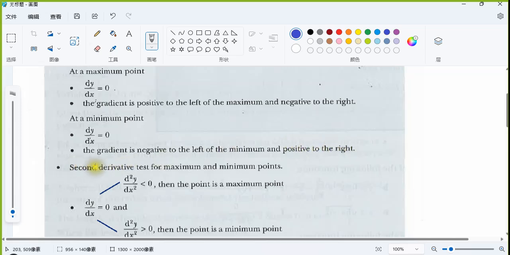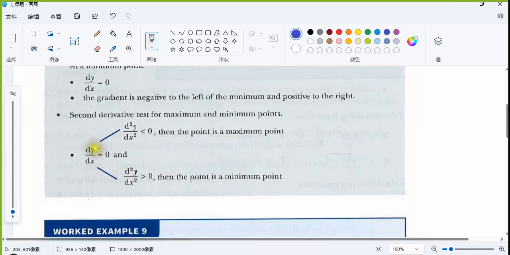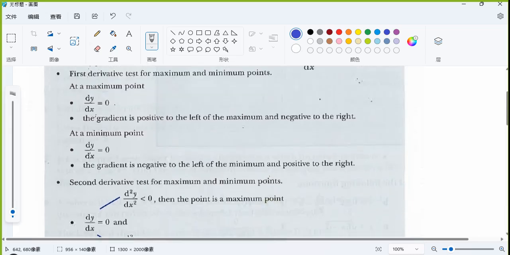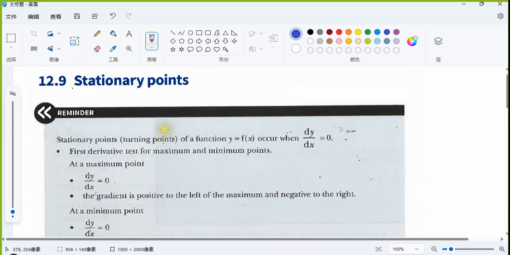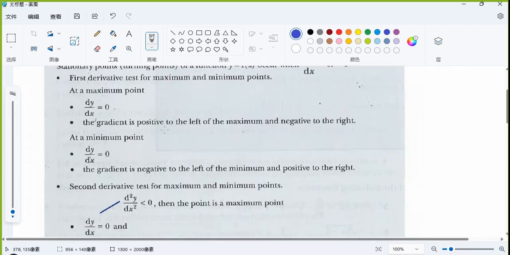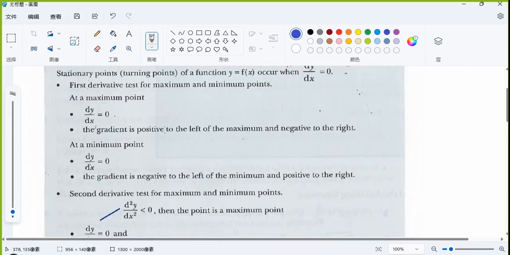Okay, so the second derivative test for a maximum point and a minimum point is that we find the second derivative. If it is less than 0, then it is a maximum point, and if it is greater than 0, then it is a minimum point. Okay, so we can have an example here.